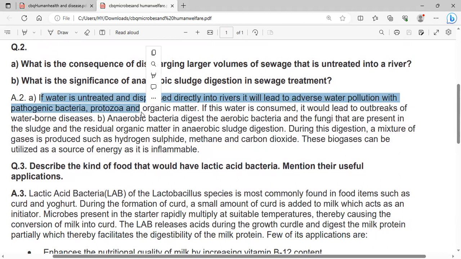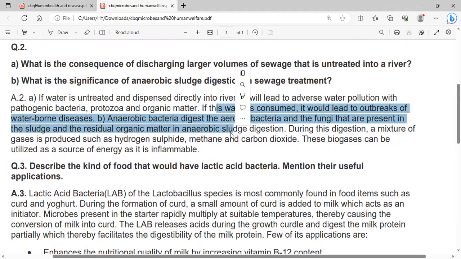तो यही कॉन्सिक्वेंस होता है अगर हम लार्जर वॉल्यूम के वाटर, सीवेज को अनट्रीटेड रिवर में डाल दें, तो वो पोल्यूशन करता है. If this water is consumed, it would lead to outbreaks of waterborne diseases. अगर इस वाटर को कंज्यूम कर लेगा कोई तो वो भी बहुत डिजीजेस से सफर करेगा.